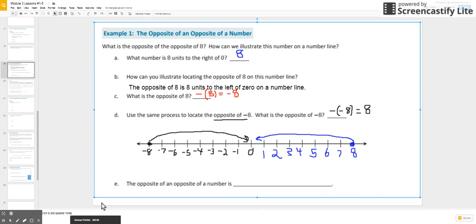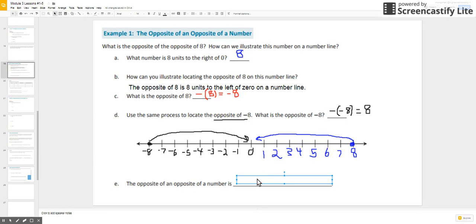All right, and the last part says the opposite of an opposite of a number is, and of course, we think about it. We took 8, we took the opposite, and we took the opposite of the opposite, which took us back to the original number. So the opposite of the opposite is the original number. There you go.